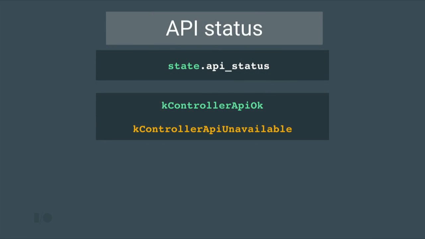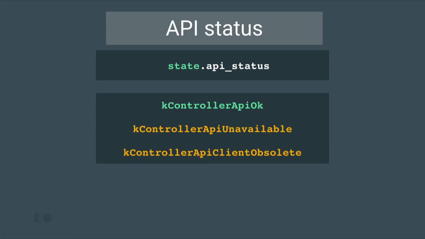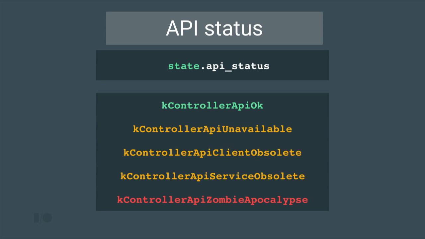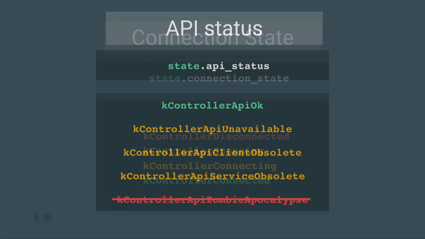Next, we have API status. The API status just tells you about the general health of the API. So we have kControllerApiOk, means everything's going well. There's API unavailable if the service is unavailable. Client obsolete if the client is obsolete. Service obsolete if the service is obsolete. And zombie apocalypse if there's a zombie apocalypse and the undead are taking over the planet. Just kidding. That one doesn't exist. The controller will continue to work in case of a zombie apocalypse.